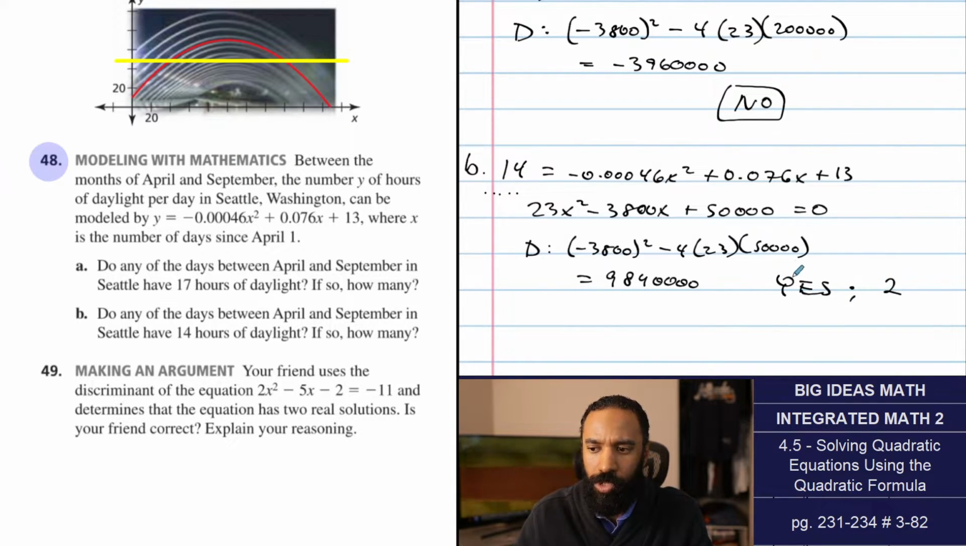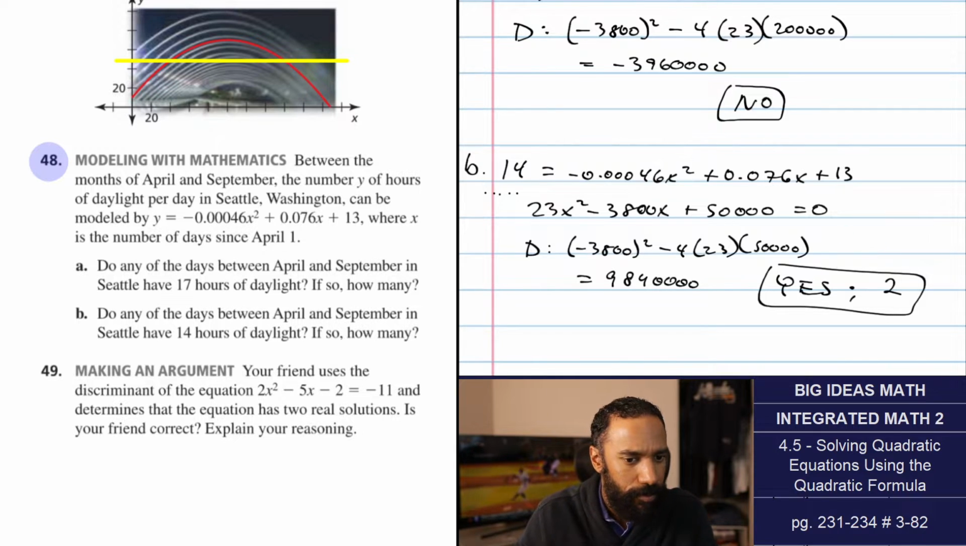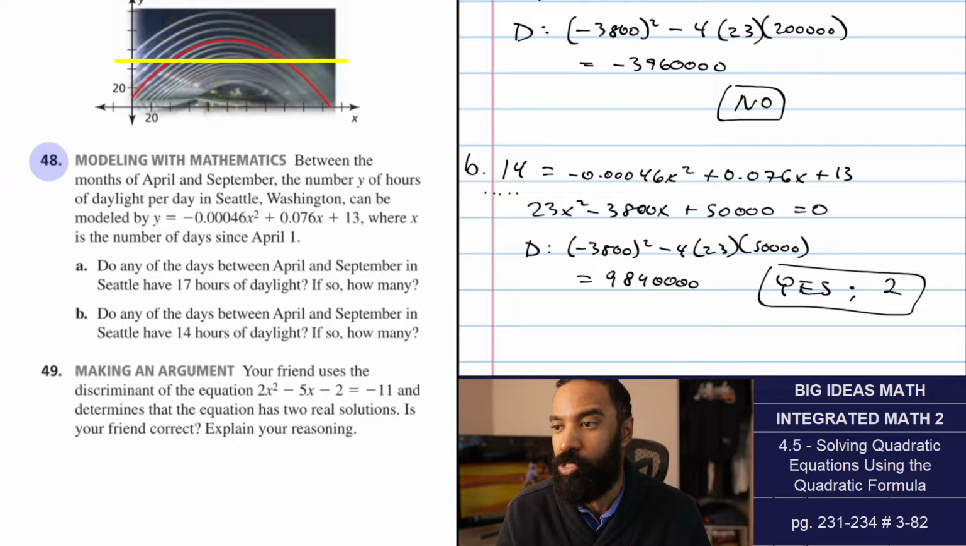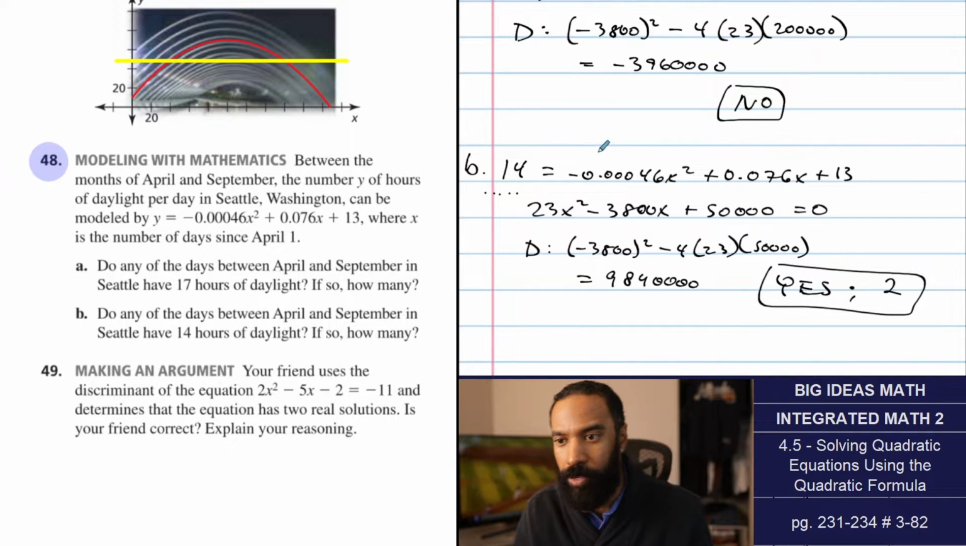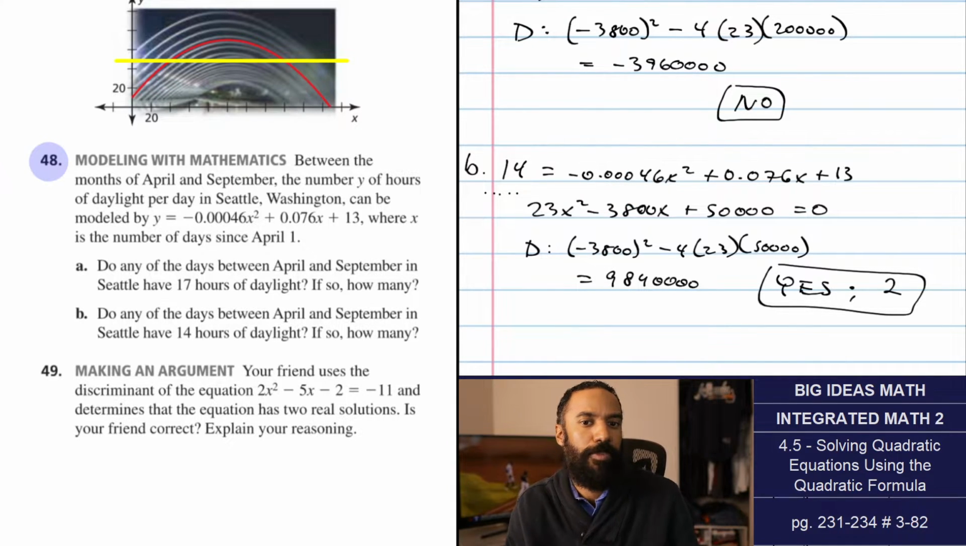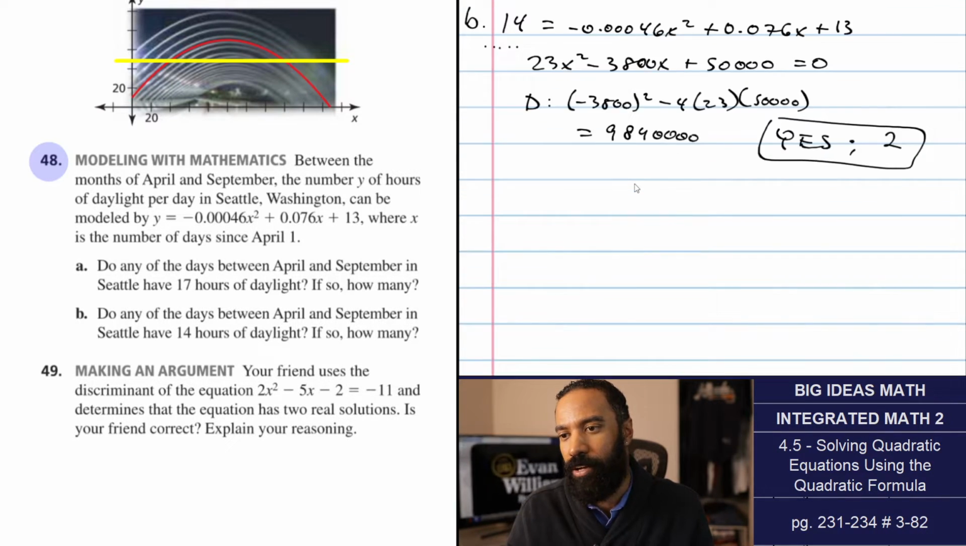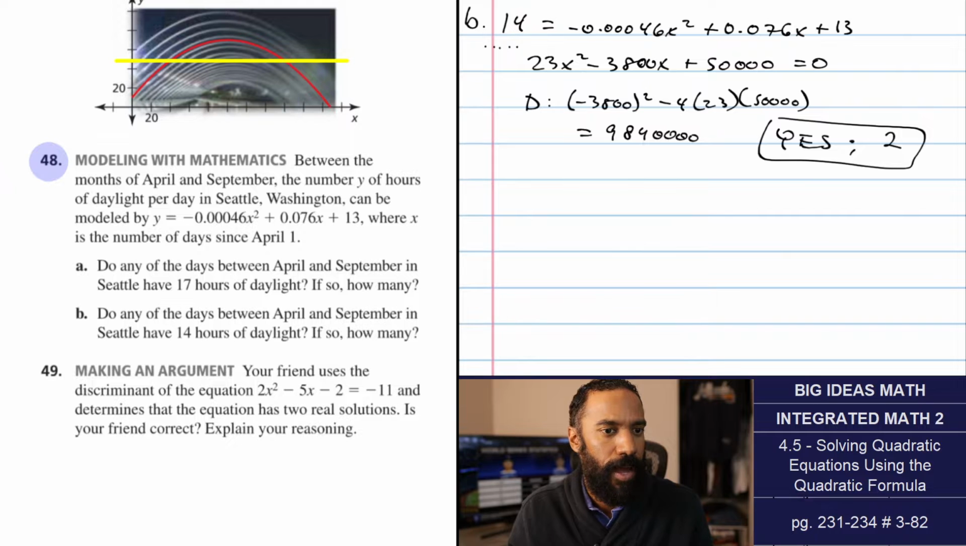So yes, and 2. You'll get two times in the year. When that happens, they don't ask you what those days are. This is just a discriminant question. This is whether the discriminant's positive or negative. So I was probably fine using the decimal versions. I just kind of work things out my way. 17 hours of daylight's probably quite a bit anyway.